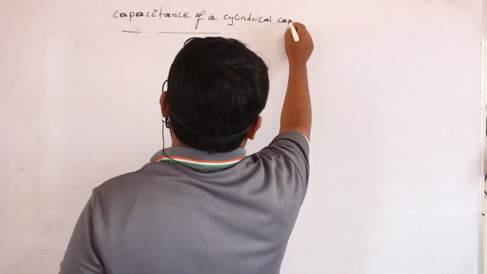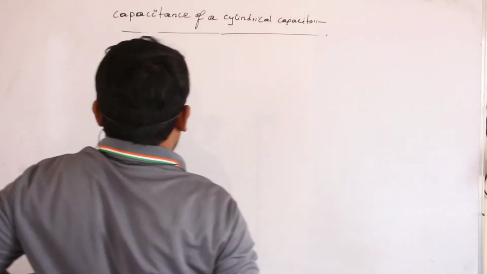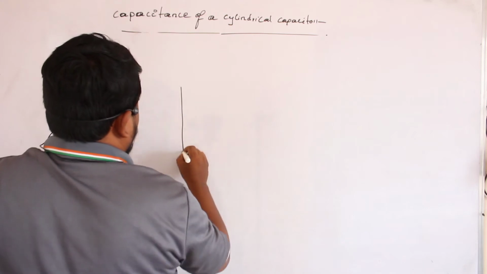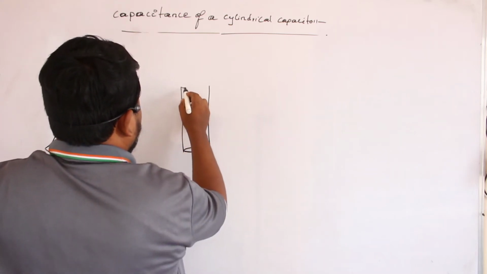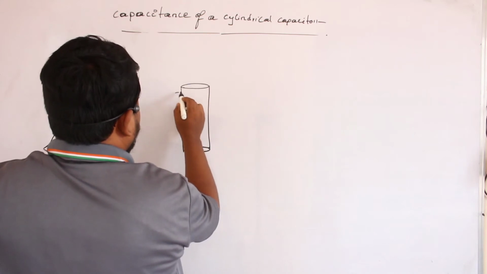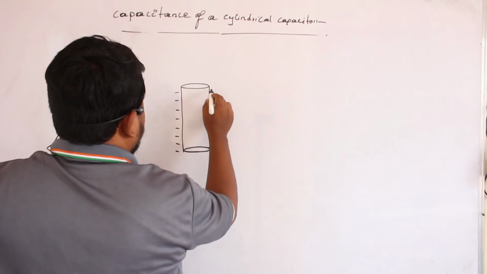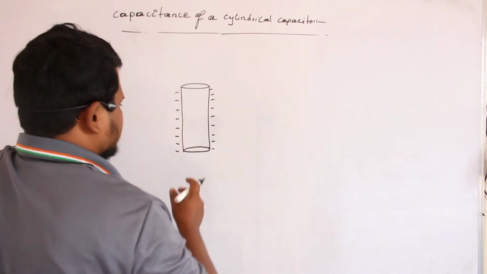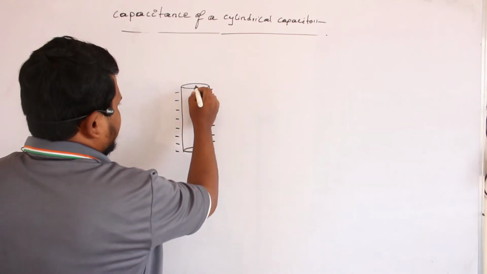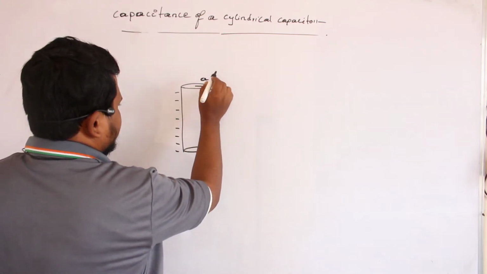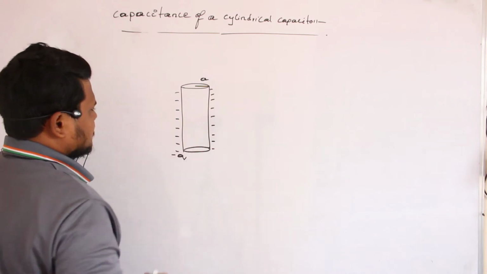Cylindrical capacitor. So we take a small metallic cylinder first of all. So this is the metallic cylinder. This cylinder is given a negative charge of minus Q throughout its surface area. And let us assume it has a radius of A. So a charge of minus Q is present.